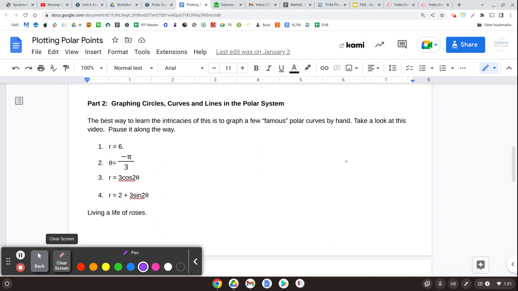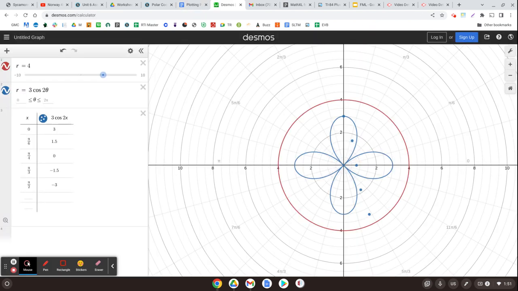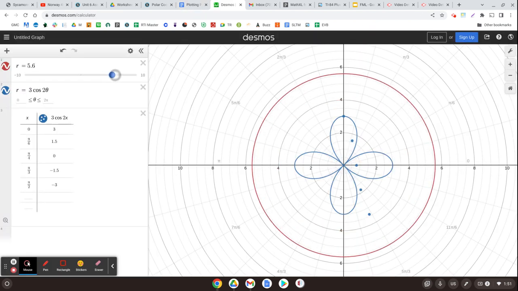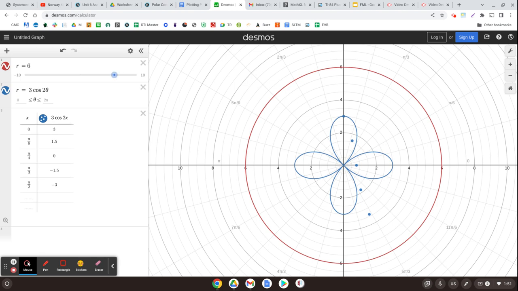So, what do you think the graph R equals 6 looks like? What are all of the points that are 6 units away from the origin where the angle is unlimited? It's a circle with radius 6. Here you go. There's R equals 4, but now I got R equals 6. It's the red one. Okay?